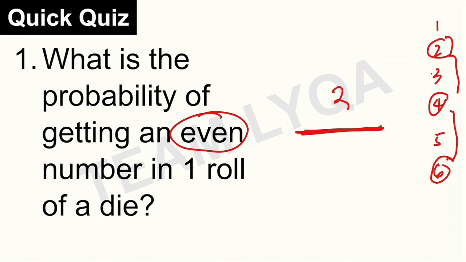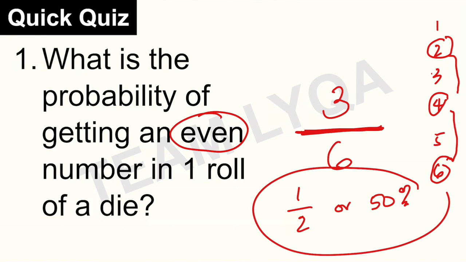So, 3 yung number sa taas. At yung total naman na pwedeng kalabasan ay 6. So, ilalagay natin yung 6 sa ilalim. So, that would be 3 over 6 or 1 half or 50%. Okay? So, yun yung sagot. Very simple. Kung ilan yung odd, ganun din.